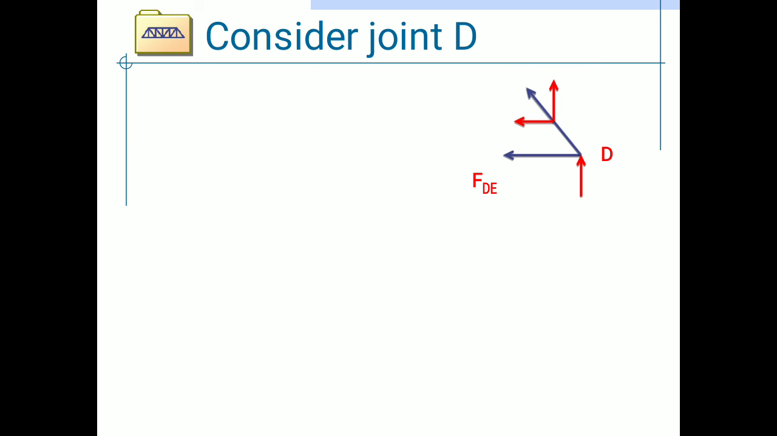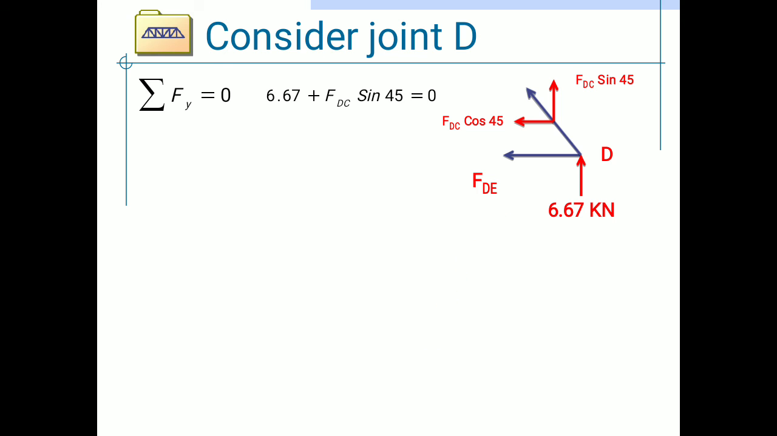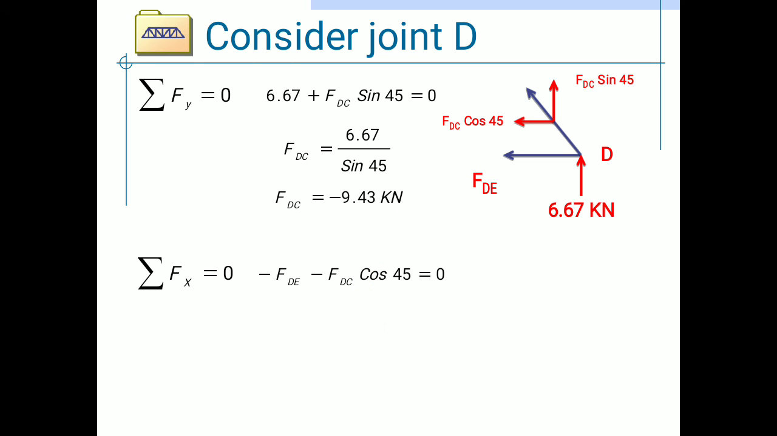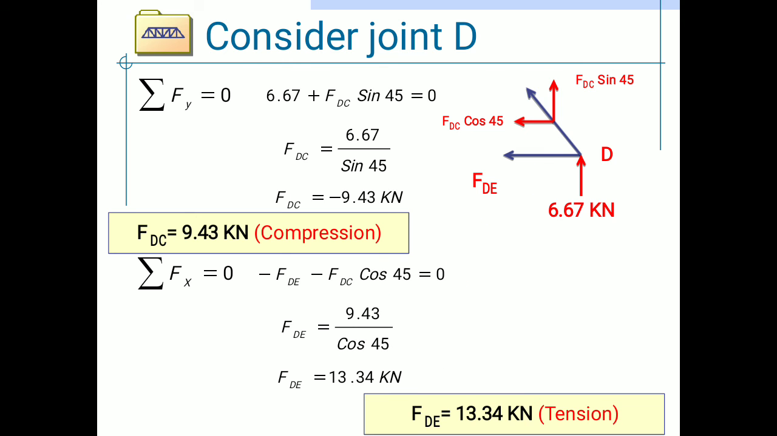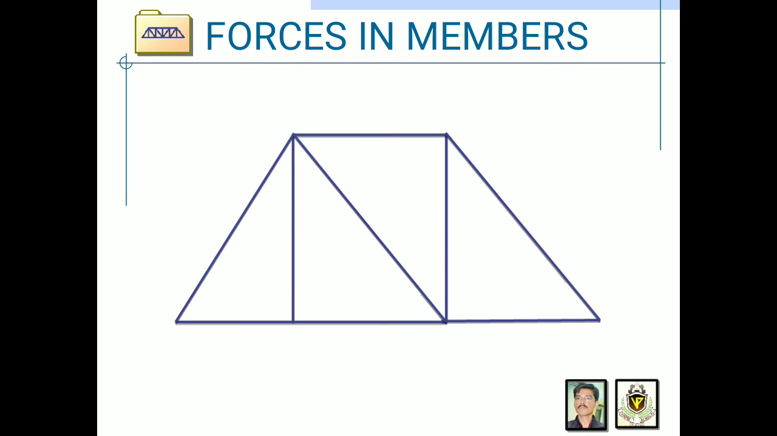Then consider joint D and calculate the force in the member FDC. By applying the condition summation Fy is equal to 0, we get the force FDC is equal to minus 9.43 kilonewton. The negative sign indicates compression in the member. Similarly, FDE is 13.34 kilonewton. The final forces in the members are as shown in the figure.